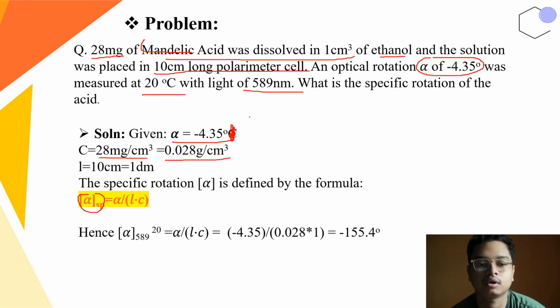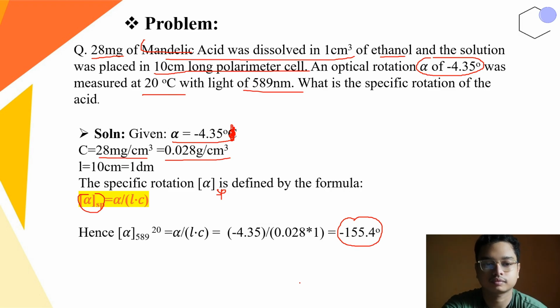So now we have all the things. We are determining the specific rotation, alpha SP. Alpha SP is defined by the formula alpha SP equals alpha divided by L times C. Putting all the values, we get the mandelic acid specific rotation as 155.4 degrees. So I hope it is clear.